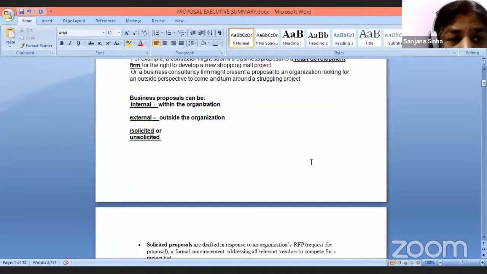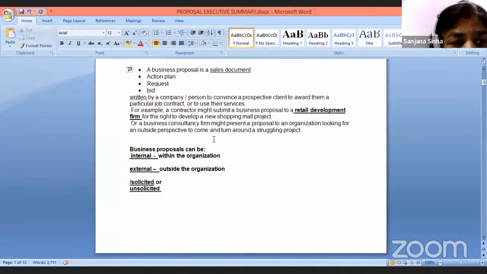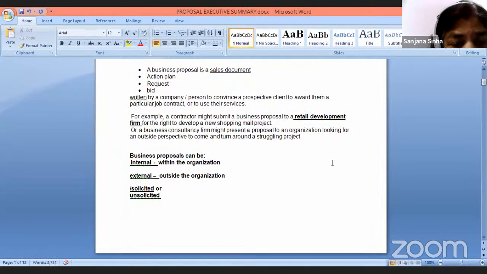ठीक है. फिर बात हो रही थी एग्जाम्पल के लिए, जैसे कि एक कॉन्ट्रैक्टर है जो कि प्रपोजल दे सकता है अपना बिजनेस प्रपोजल तो रिटेल डेवलपमेंट फर्म को दे सकता है. किस चीज के लिए? टू डेवलप अ न्यू शॉपिंग मॉल. ठीक है. या फिर प्रोजेक्ट जो रन नहीं कर रहा है, जो अच्छा नहीं वर्क कर रहा है, सिक प्रोजेक्ट है, स्ट्रगलिंग प्रोजेक्ट है, उसको ठीक करने के लिए यू कैन गिव आउट अ सोलिसिटेड प्रपोजल ताकि आपका ये प्रोजेक्ट जो सिक है, जो स्ट्रगल कर रहा है, वो ठीक हो जाए, so that the sick project starts working.